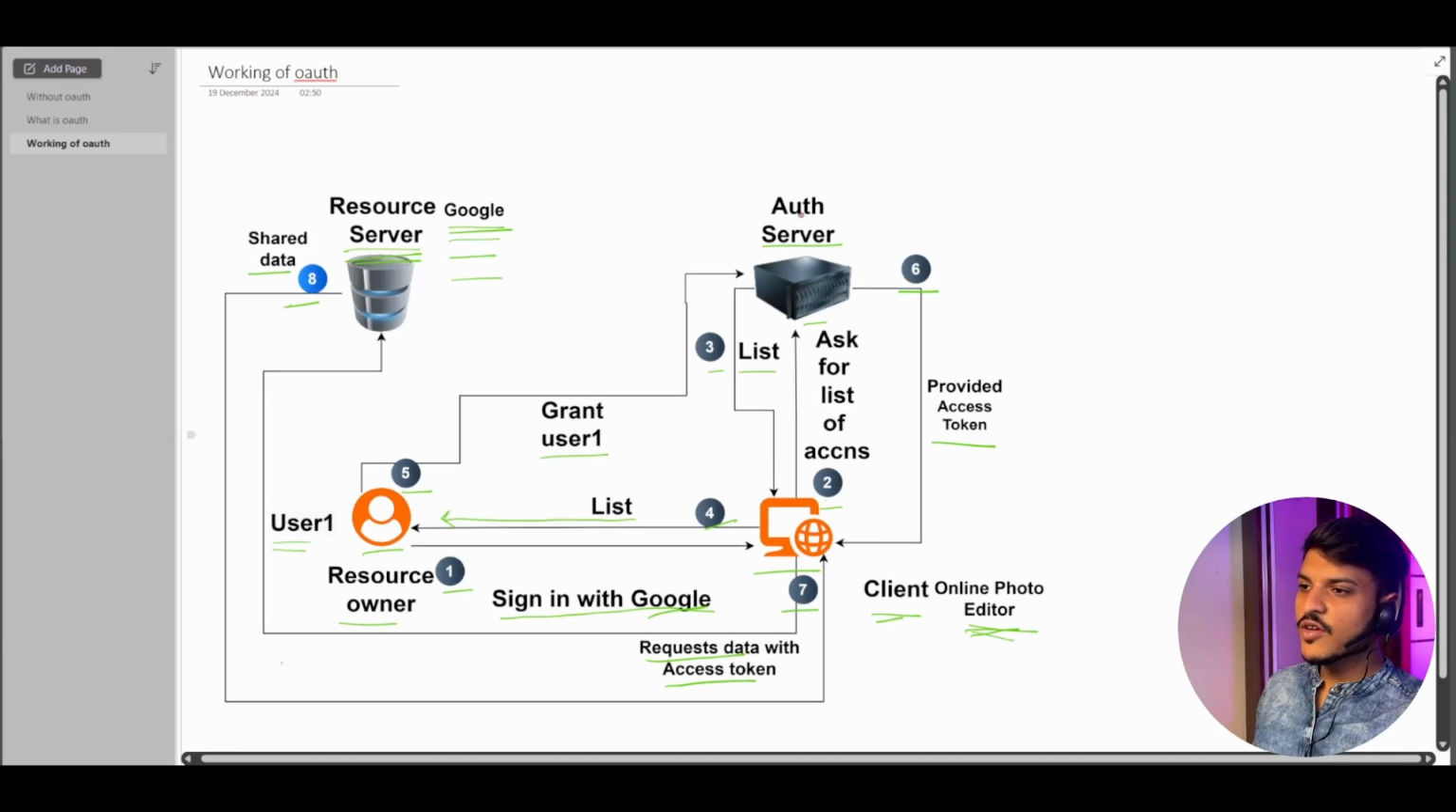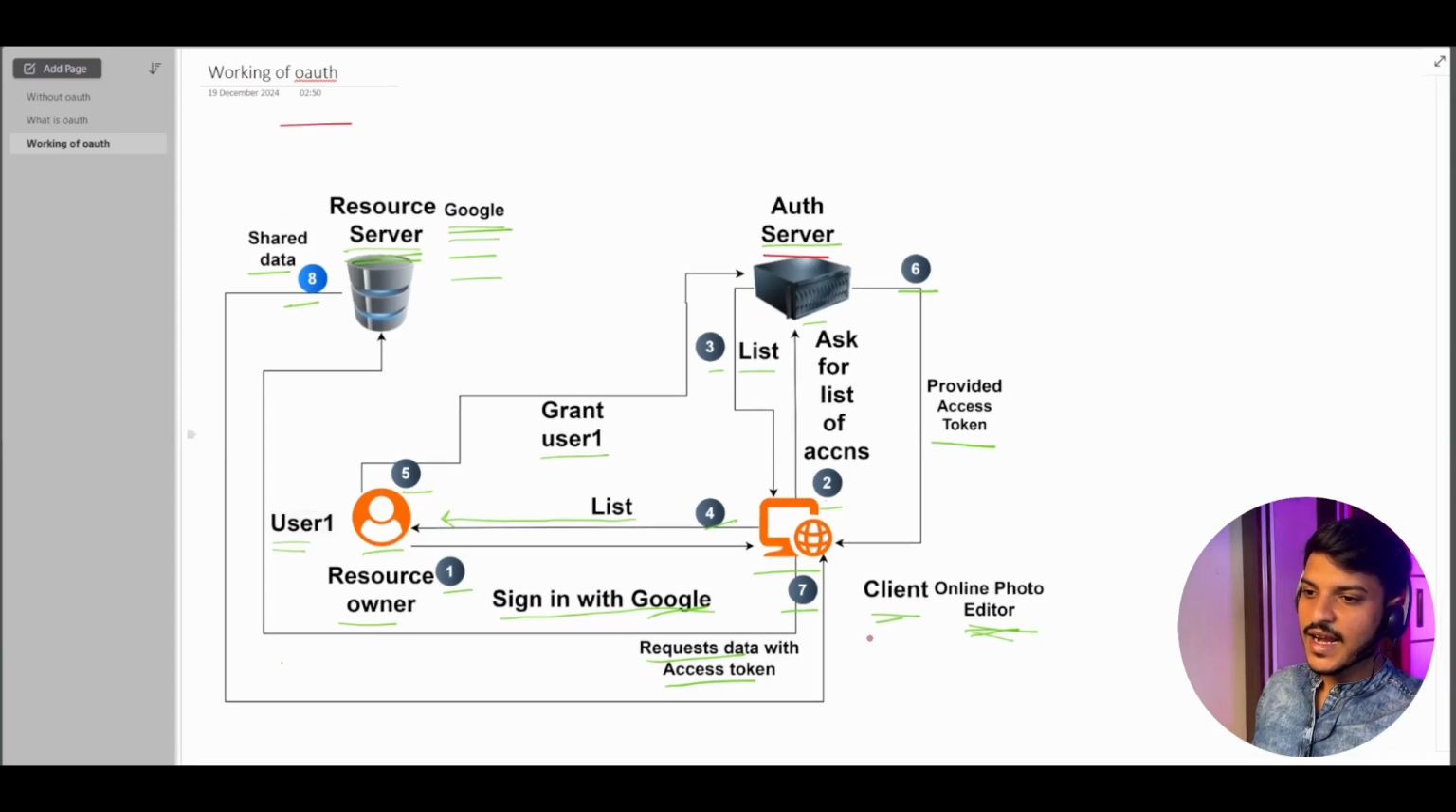Now the conclusion of this whole video is that OAuth has authorized this client, the online photo editor, to access specific data of this user 1 from its resource server on the user's behalf, where the user has not shared any password with this client.